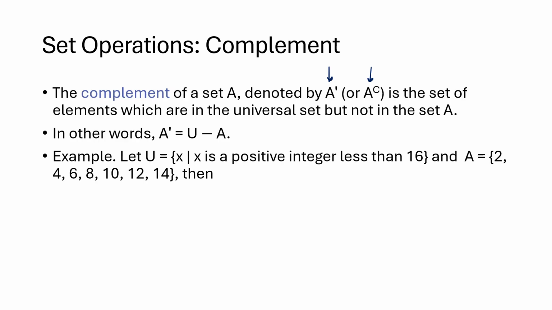So here's an example. My universal set is the set of all positive integers less than 16. So that's 1, 2, 3, 4 up to 15. And then A is 2, 4, 6, 8, 10, 12, and 14. So all the even numbers. The complement of A will be all the odd numbers less than 16. So 1, 3, 5, 7, 9, 11, 13, and 15.